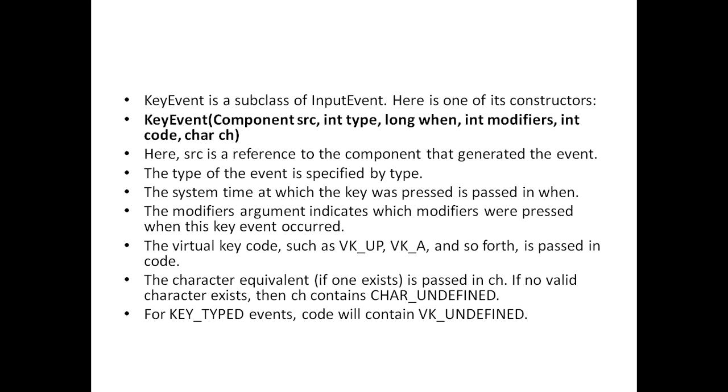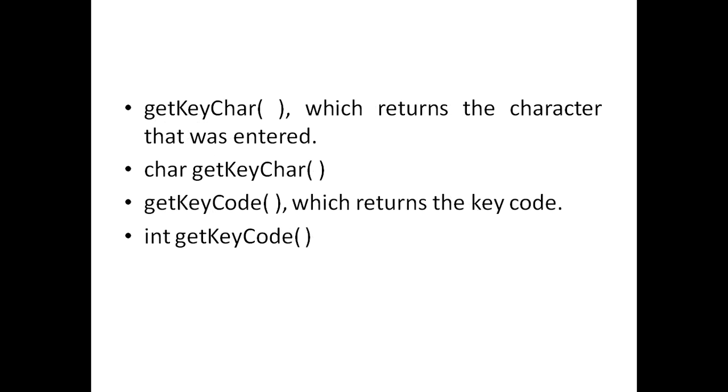The character equivalent is passed in ch. If no valid character exists, then ch contains CHAR_UNDEFINED. For a KEY_TYPED event, code will contain VK_UNDEFINED. Then the methods: getKeyChar, which returns the character that was entered; getKeyCode, which returns the key code.